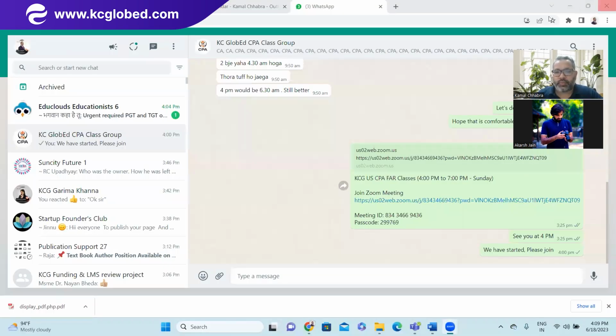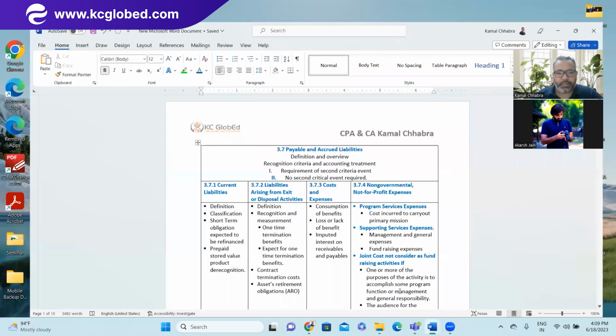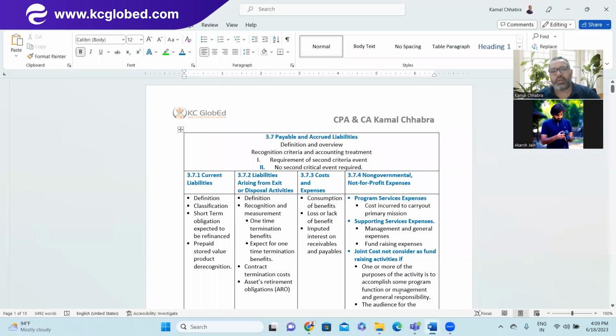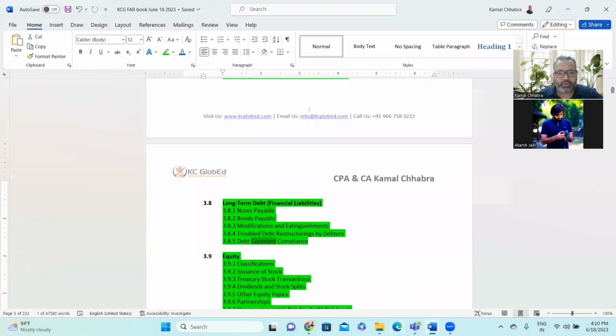So today we'll be finishing off first this payable and accrued liability, in which we have already covered current liability, liability arising from exit or disposal activity, as well as non-governmental not-for-profit expenses. So only the cost and expense part was left over from the last class. So that we'll finish, and then we'll jump onto the new topic, which is the very next topic in your book, which is long-term debt.